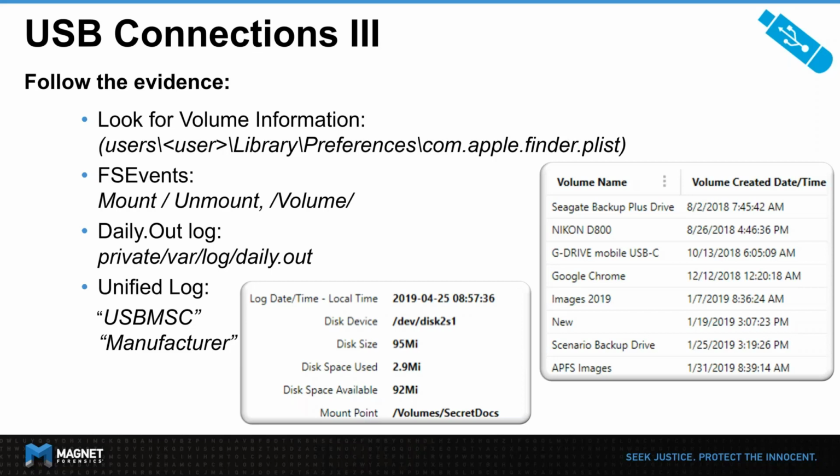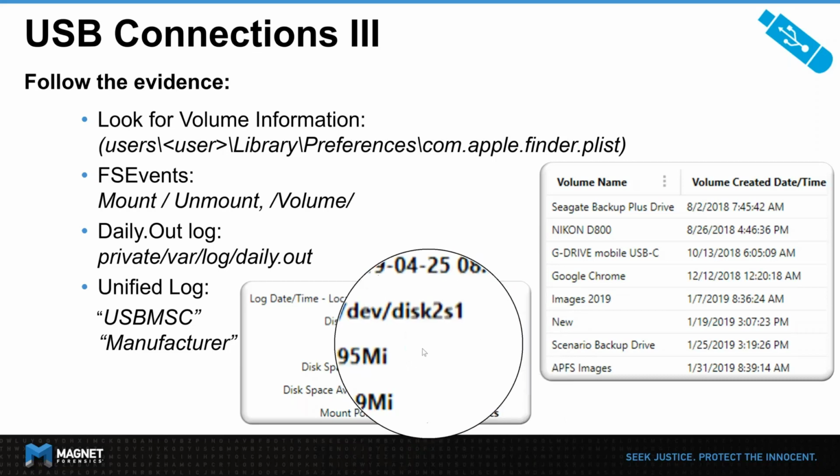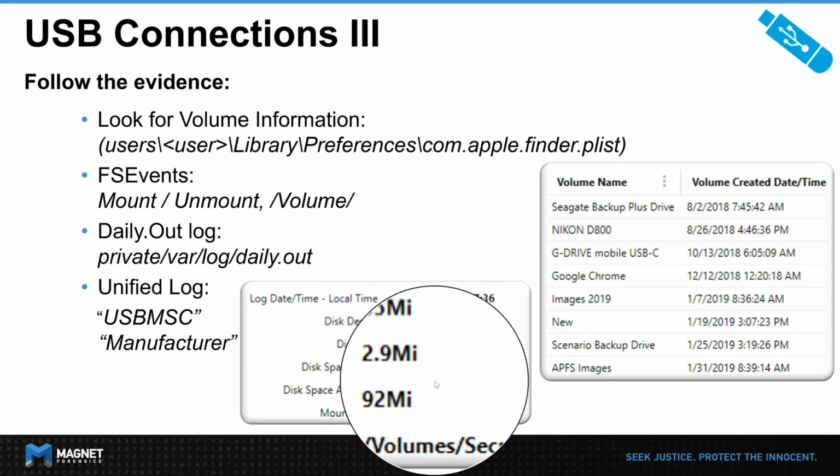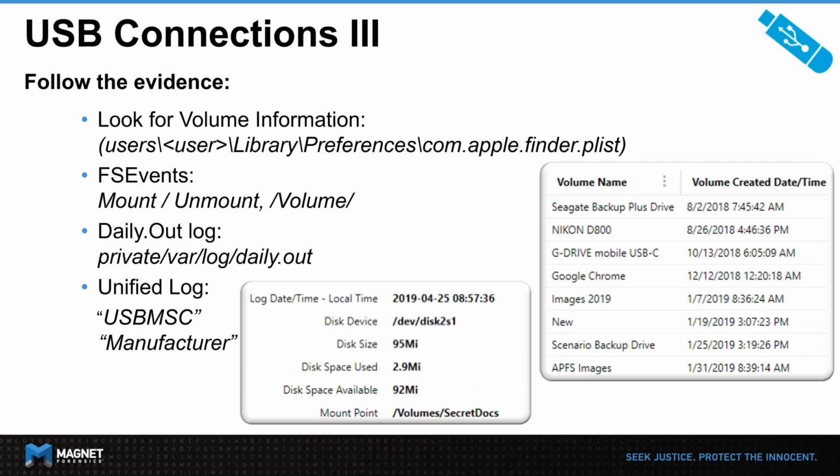One of the logs that's still around that got saved out of the massive purge when they did away with a lot of the standard logs is the daily.out log. The daily.out has a lot of great information, and here you can see a picture where we have the disk device with the information as far as the space available and the mount point. So you can see we've got it listed as secret docs. So whatever that drive was when it got mounted, it was listed as secret docs on there. So once again, keep that in mind. And then you have the unified log.